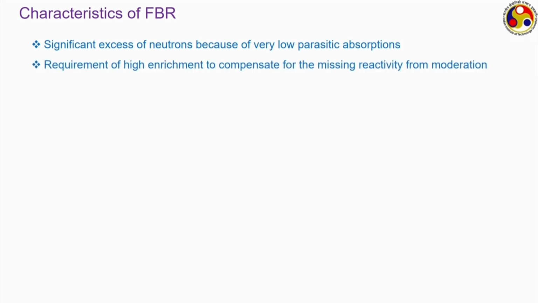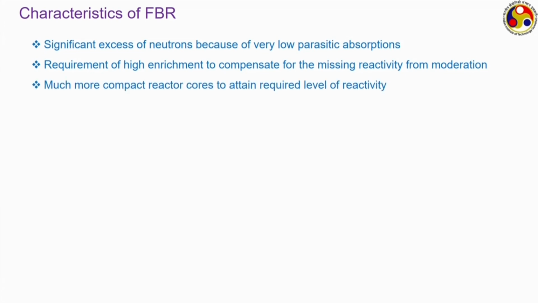So, high enrichment is generally required as there is no moderation, and so the neutrons will not be able to come to the thermal neutron level, and for fast neutron level their absorption cross sections are quite low. So, we need a large enrichment in order to provide more sites for interaction between neutron and nucleus.